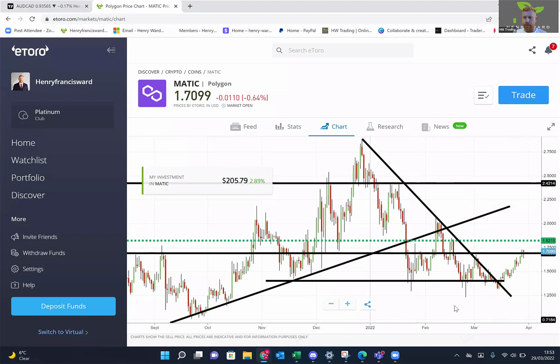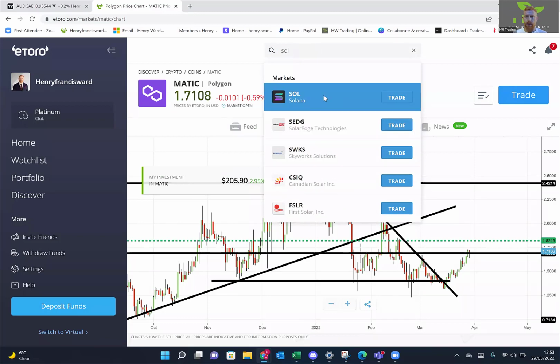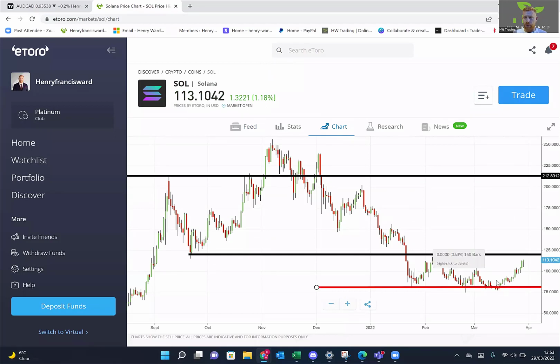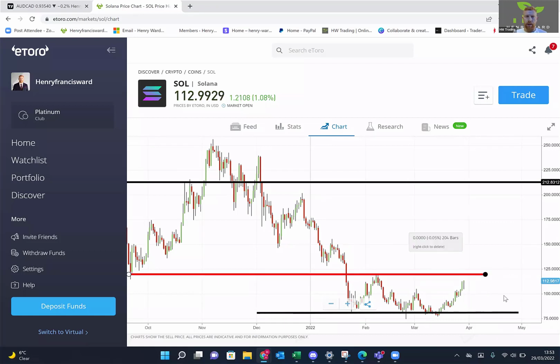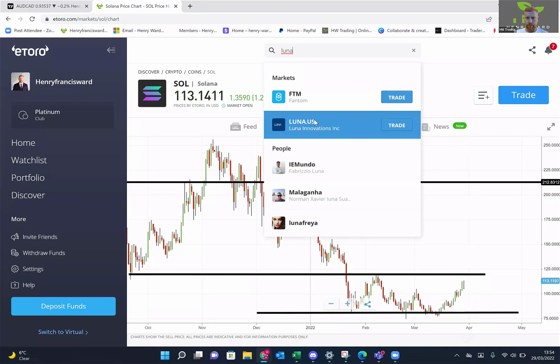Matic, we're about break even. We had this sort of floor here, and it's now sort of popped back up again, popped its head above that sort of level again. So it's nice to see the first sort of shoots of returns. Solana, are people now going to jump back in on this, or is this going to be one of those flash in the pans? Luna. Which one is it? I'm assuming it's that one, is it?